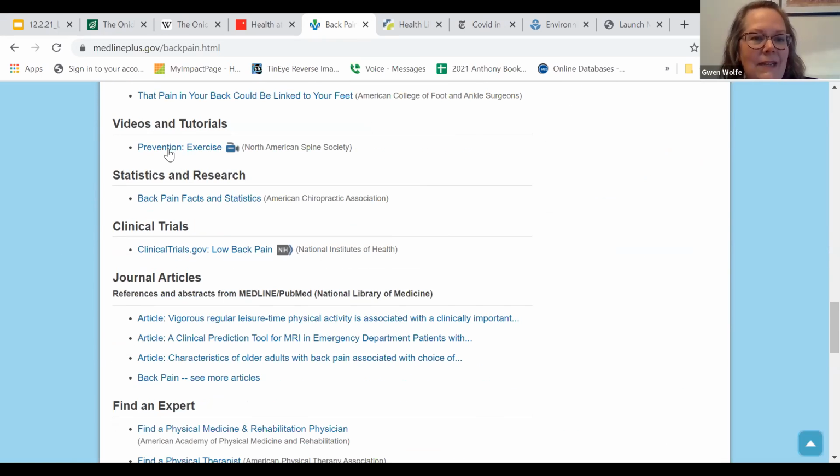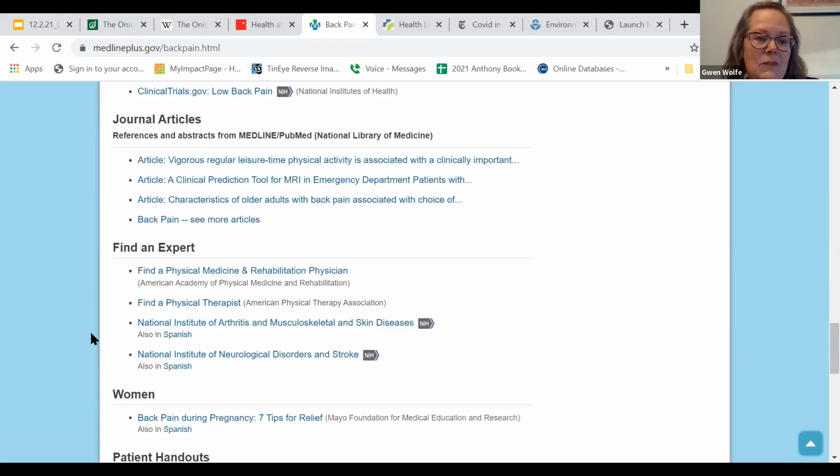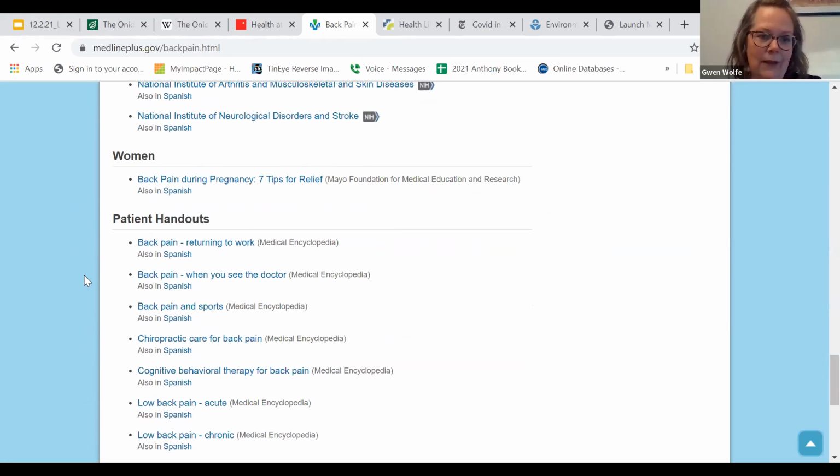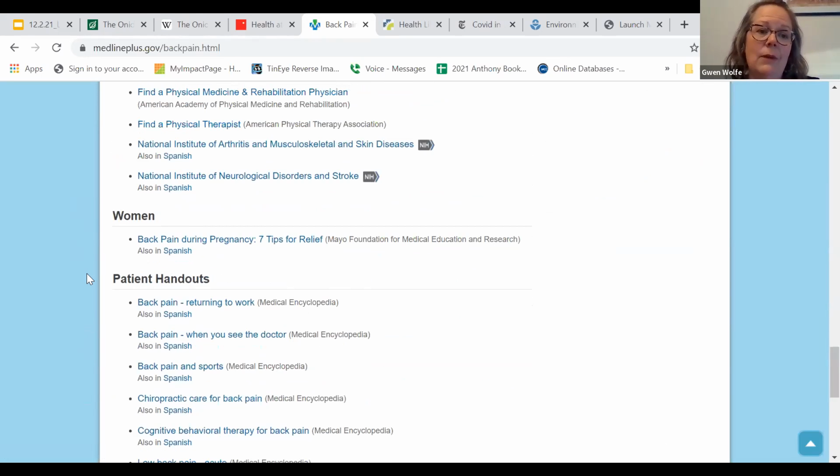Treatments and therapies, and so on and so forth. So oftentimes I'll have videos that you can watch. They'll link to journal articles if you want to read research, talking about specific populations that might be affected by back pain, for example, women. And then also any handouts, like if you were a provider, you could actually go here and find the handouts, or you might find the ones that your physician had recommended for you.